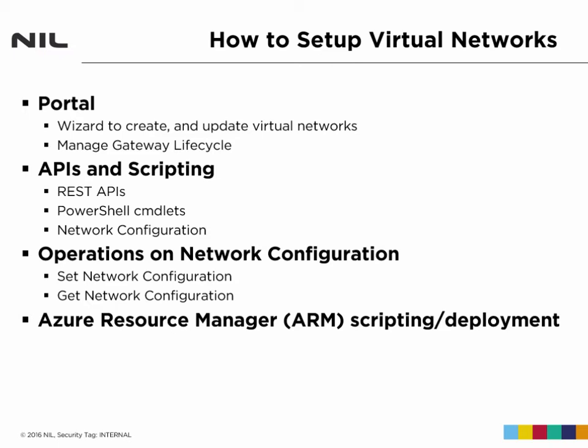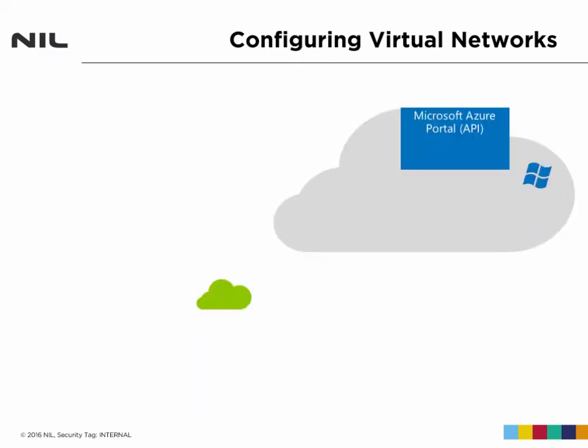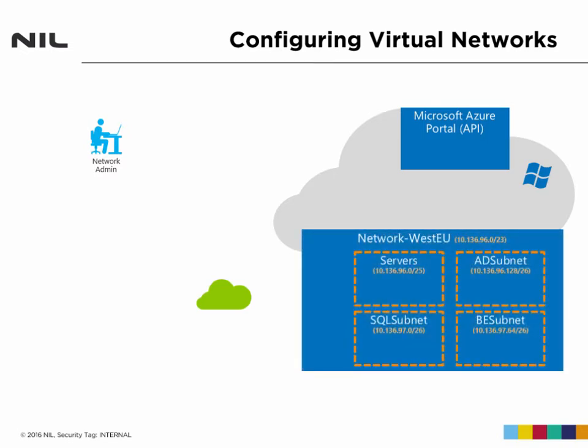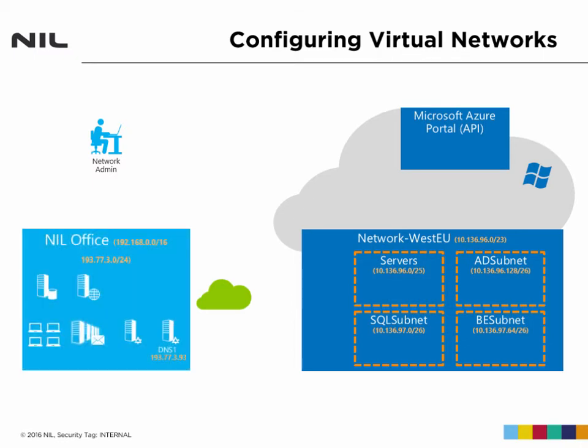Before we start with the demo, I want to show you what our environment looks like. So we have the Microsoft Azure portal, and we, as a network admin, will configure everything. Then we have some subnets already pre-configured. We have a network called Network West EU, with the addressing you see here. Then we have NIL Office. We'll use these two subnets to go through the tunnel. And we have a gateway at NIL Office. We have some DNS at NIL Office.